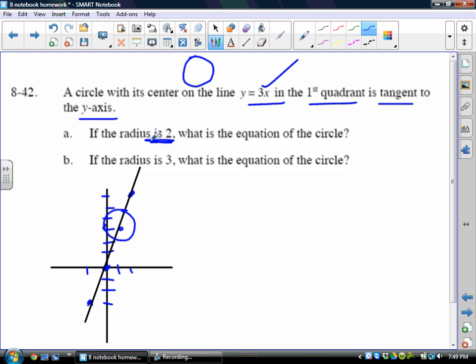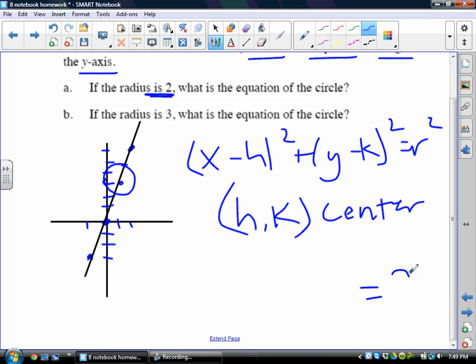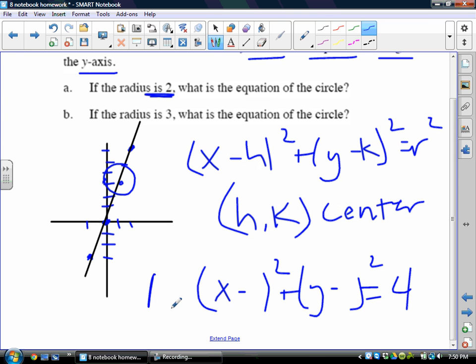If the radius is 2, what is the equation of the circle? Well, the general equation of the circle is (x minus h) squared plus (y minus k) squared equals r squared, where h and k are my center, and r is the radius. So we know the radius is 2, so this side, 2 squared, is going to be 4. But we don't know the h and the k. That's what we do know so far for part A.